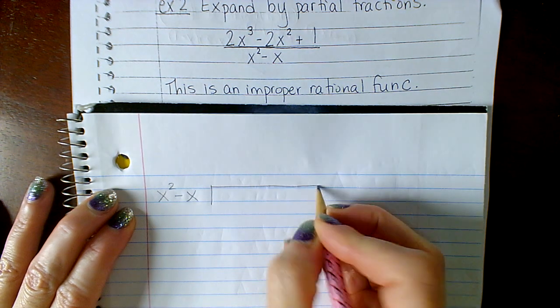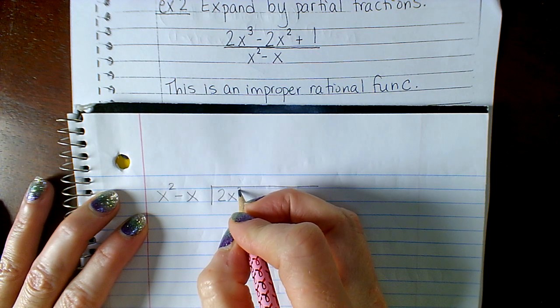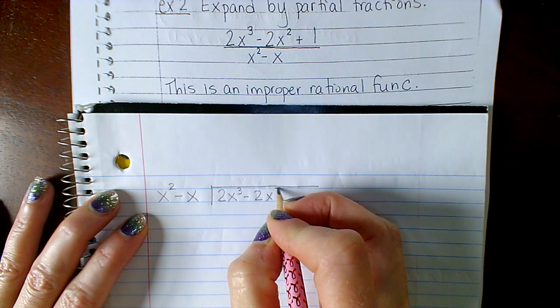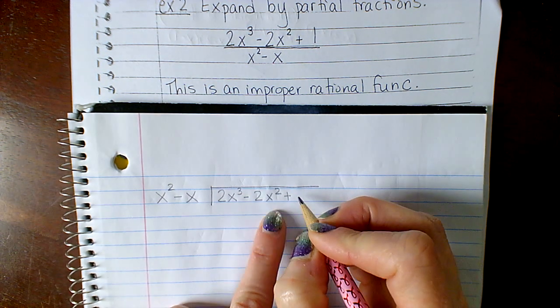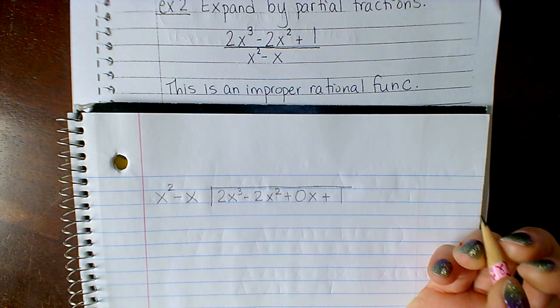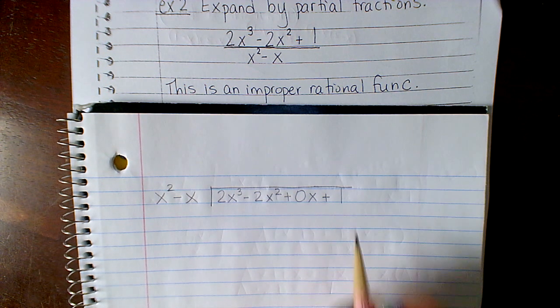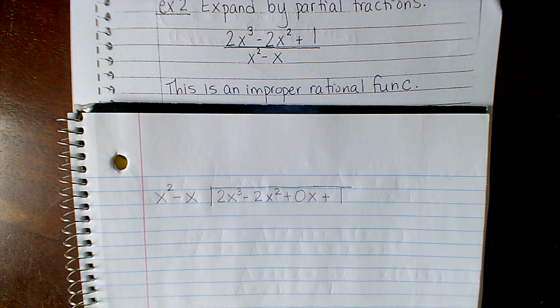So we got that denominator on the outside here, and then 2x cubed minus 2x squared. I'm going to fill in this x term with a 0. You don't have to do that. I'm just going to do that just so I have every place value accounted for there. All right, let's start the long division process.